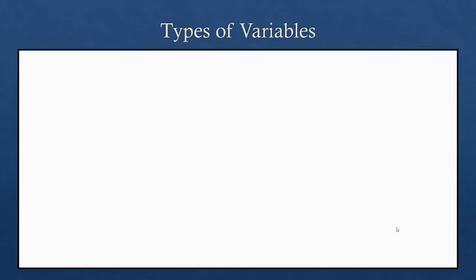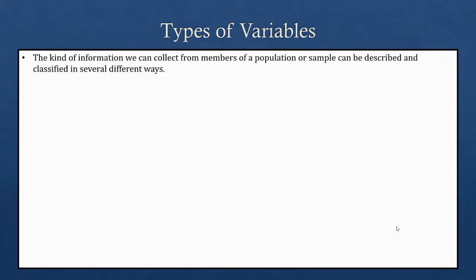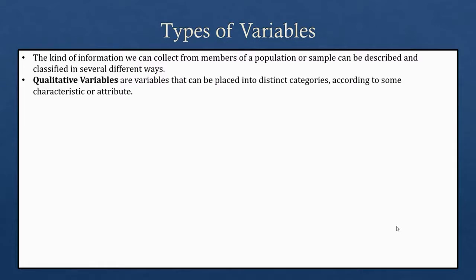So there are lots of different types of variables and different ways to categorize them. The kind of information we can collect from members of a population or sample can be described and classified in several different ways. First, we could work with qualitative variables. These are variables that can be placed into distinct categories according to some characteristic or attribute. So the big keyword there is categories.